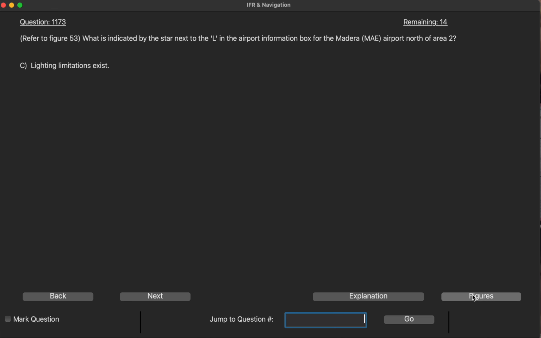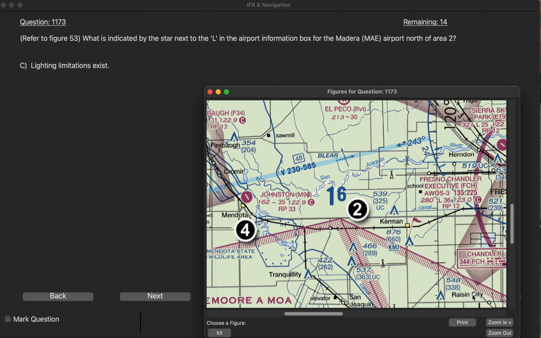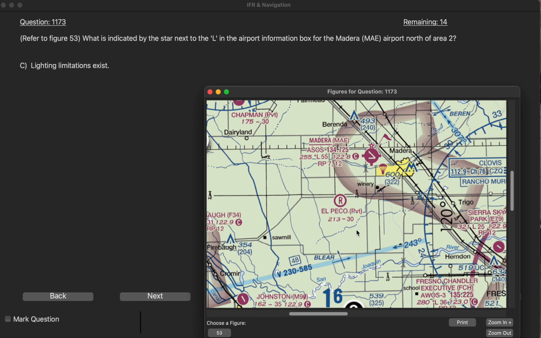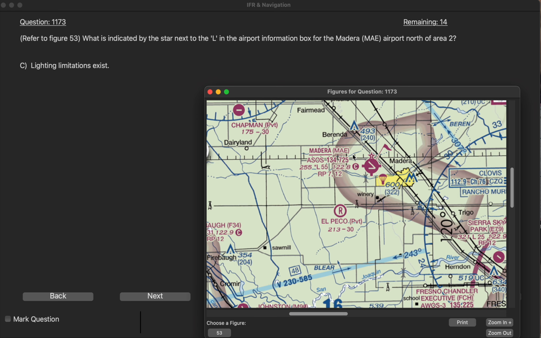Refer to Figure 53. What is indicated by the star next to the L in the airport information box at Madeira Airport, north of Area 2? Here's Area 2. Here's Madeira. The star next to the L means lighting limitations exist.